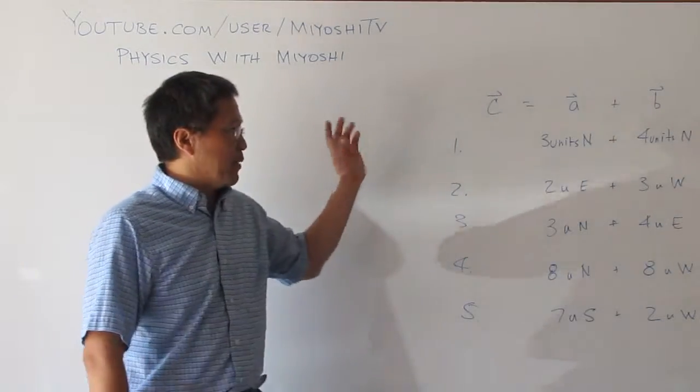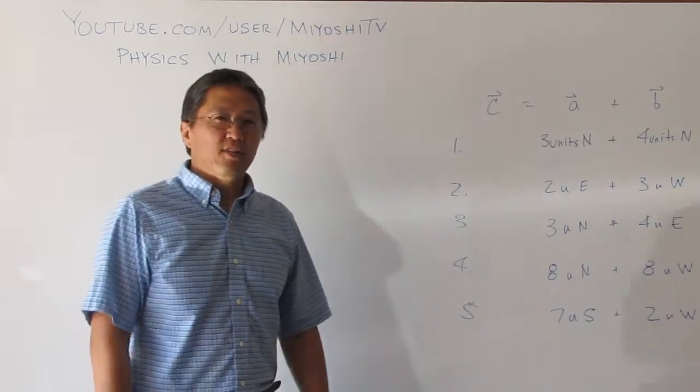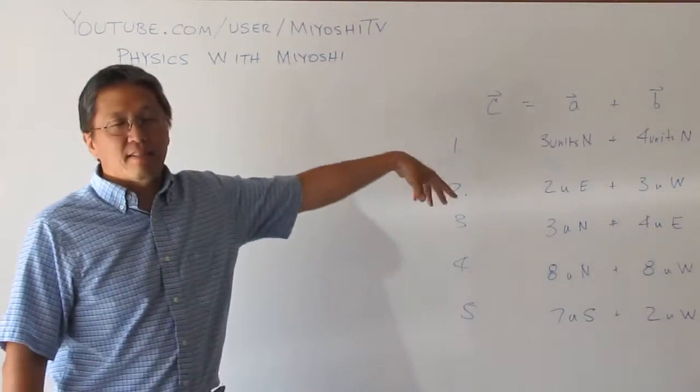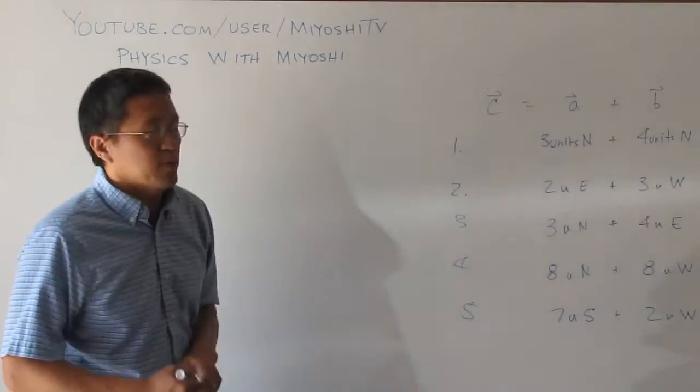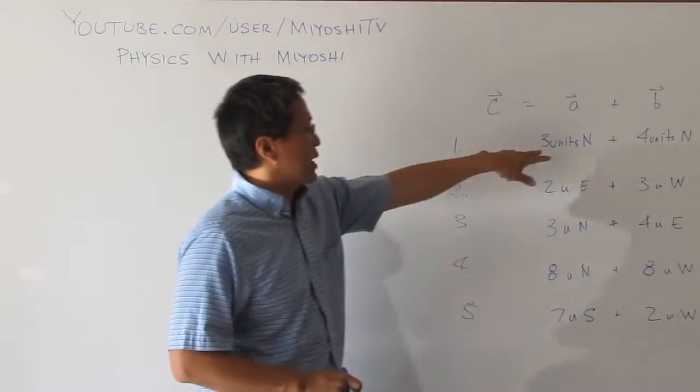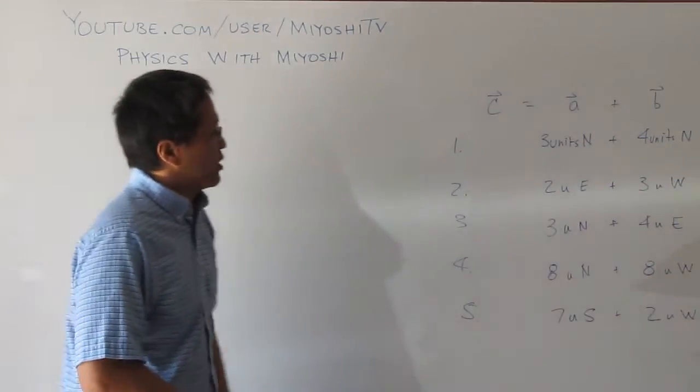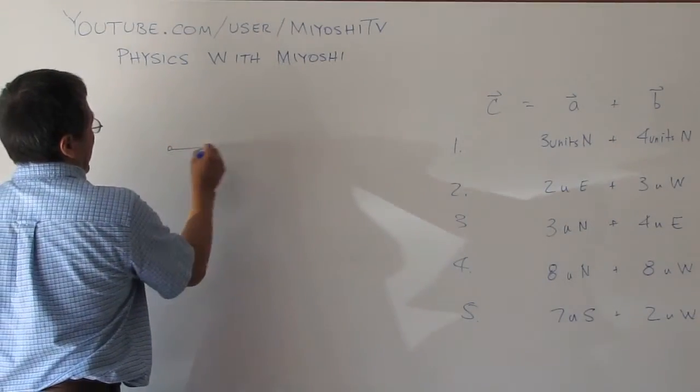Today we're going to go through these same problems that I showed you last time, how to add vectors. So I have vector A and B, and I want to find vector C, the resultant. In the first case we have 3 units north plus 4 units north. Again, I'm going to draw a picture here.